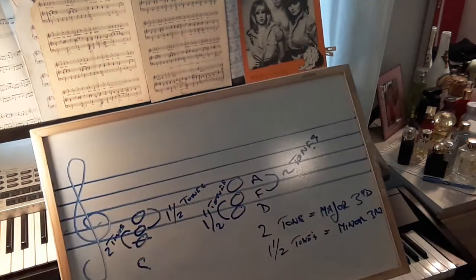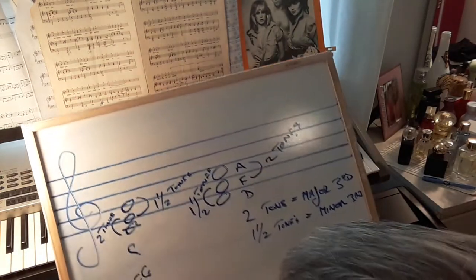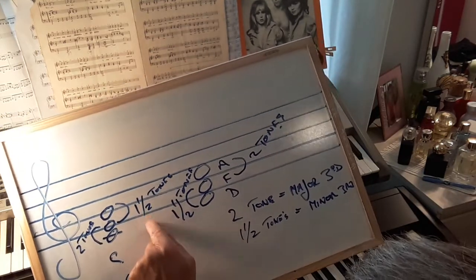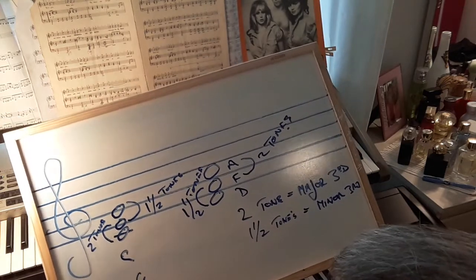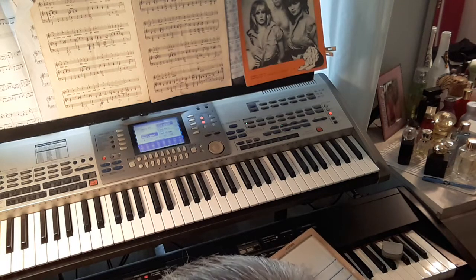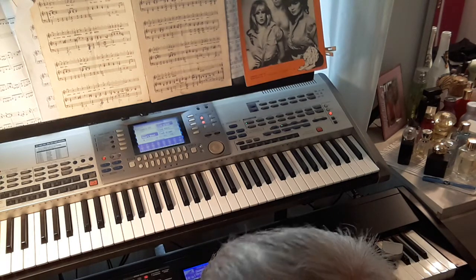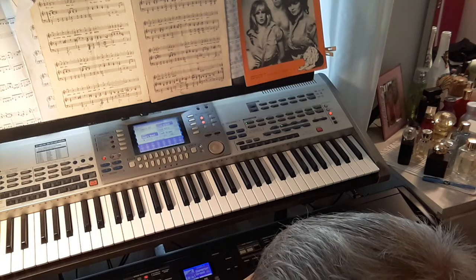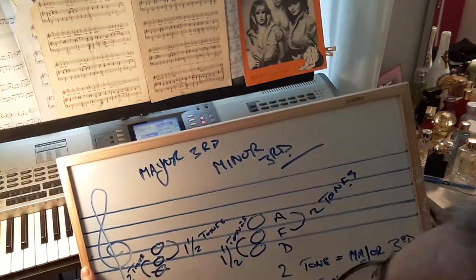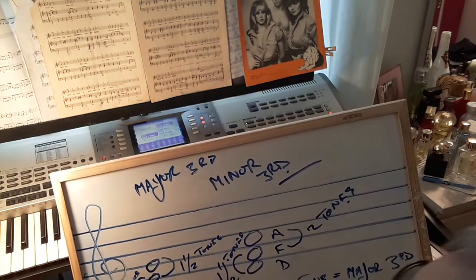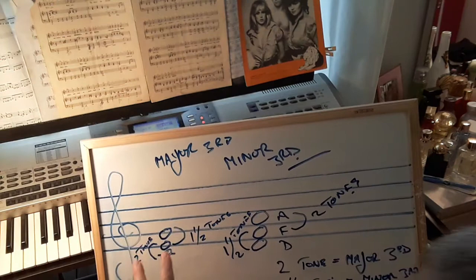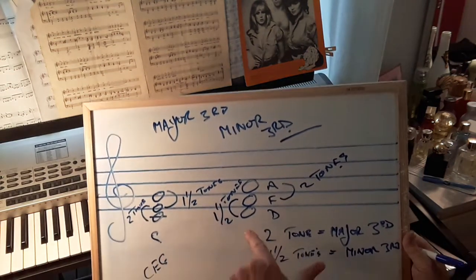Okay, that's that. And of course, if you can remember, 2 tones is a major third, and 1.5 tones is a minor third. Okay, now put it up there. So major third, minor third. Okay, major third, minor third. And this is what all your chords are going to be built upon. Once you know the formula for a major triad, now you know the formula for the minor chord.